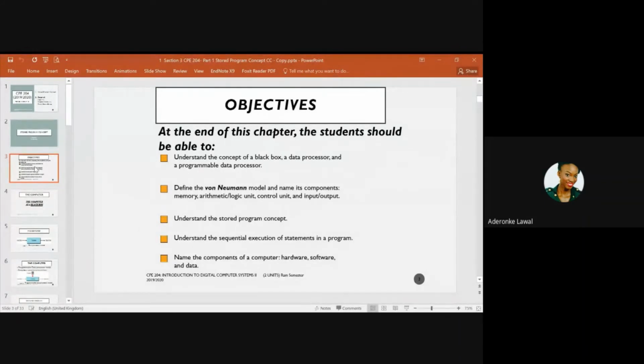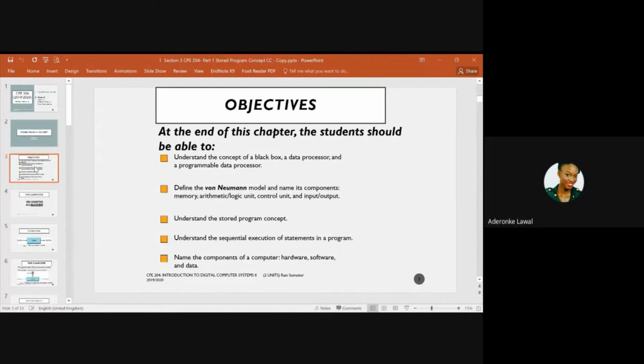So the objective of this particular class is for you to be able to understand the concept of a black box. And when we say black box, we are talking about your computer system as a whole. So we are talking about all the parts that are connected together to make it a whole unit. You know how you don't really see the internal workings? That is there, hence the term black box, when you don't really know what's inside. So you want to know what is inside and how they are connected together.